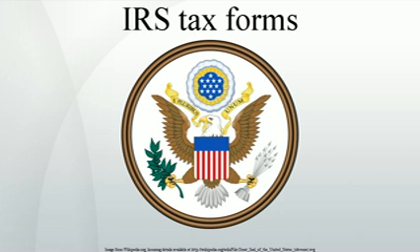1042-S, foreign persons' U.S. source income. SSA 1099, Social Security Benefit Statement. SSA 1042-S, Social Security Benefit Statement to non-resident aliens. RLB 1099, payments by the Railroad Retirement Board. RLB 1099-R, pension and annuity income by the Railroad Retirement Board. RLB 1042-S, payments by the Railroad Retirement Board to non-resident aliens.